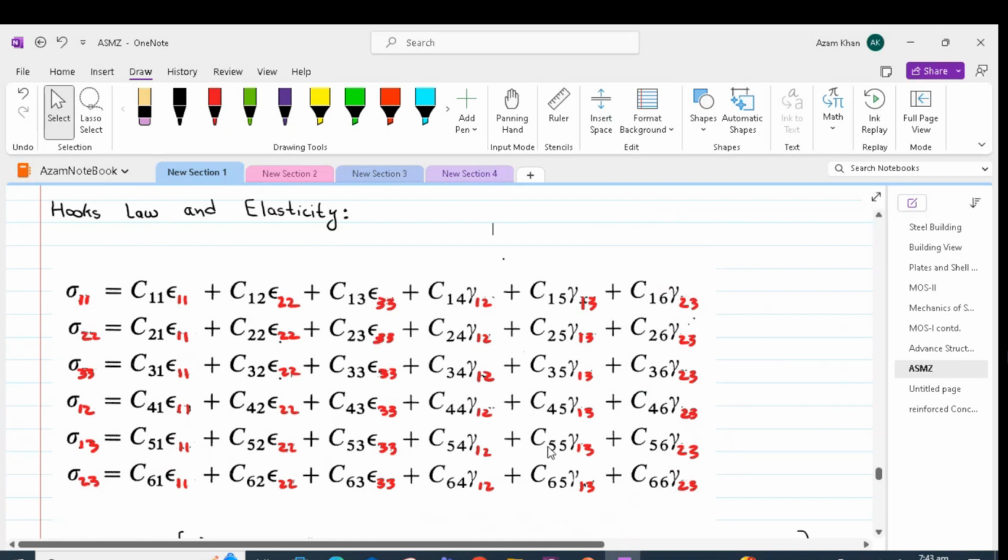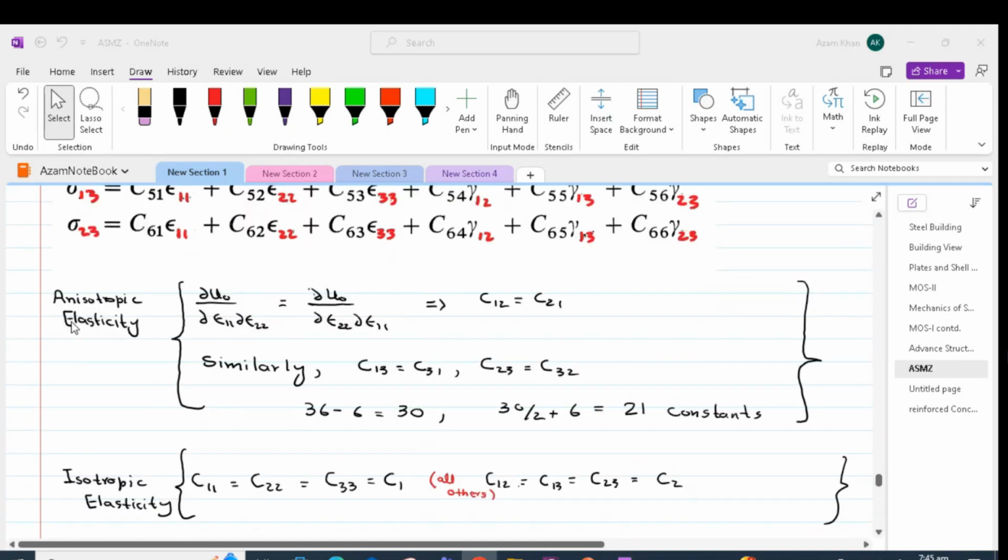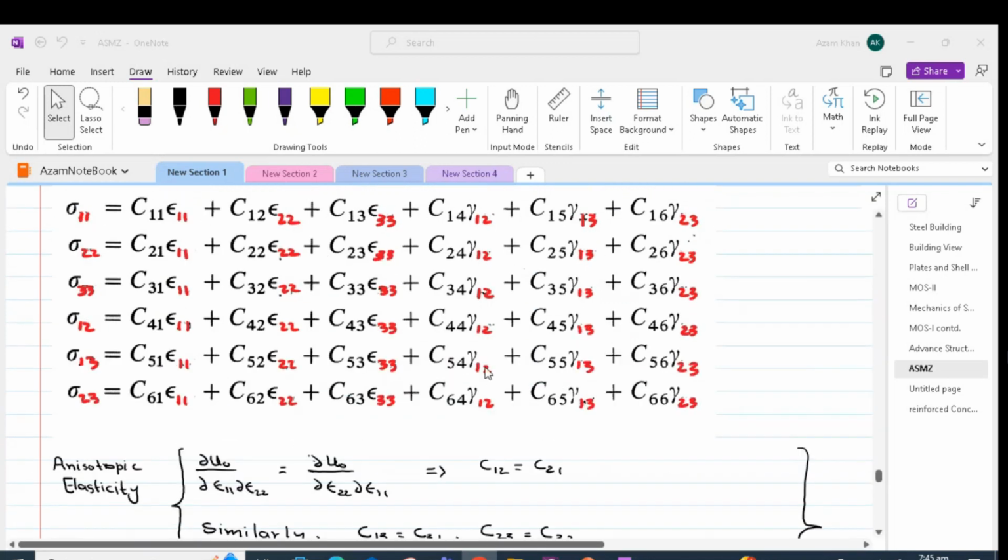constants to 36. Now, in the case of anisotropic elasticity, which deals with the mechanical behavior of material exhibiting different properties in different directions, we would have 21 constants. Let us now discuss anisotropic elasticity and find out the number of coefficients for an anisotropic material. An anisotropic material is a material which exhibits different properties in different directions.